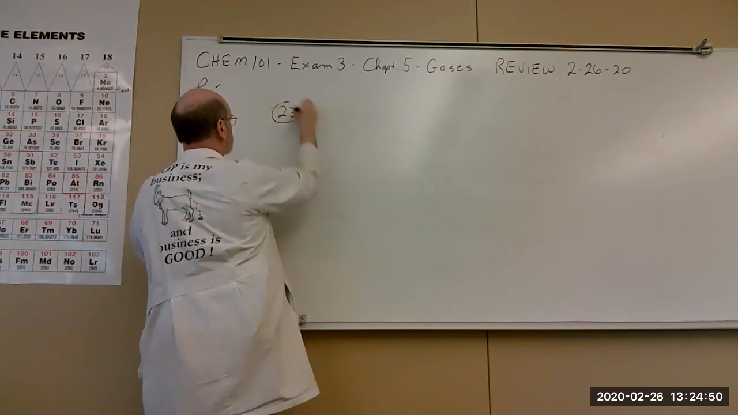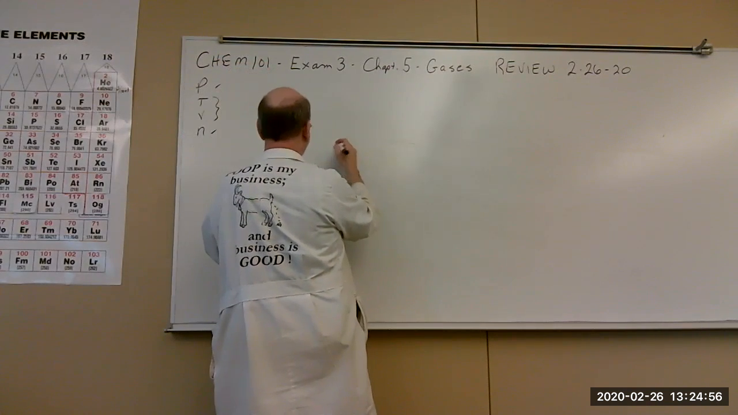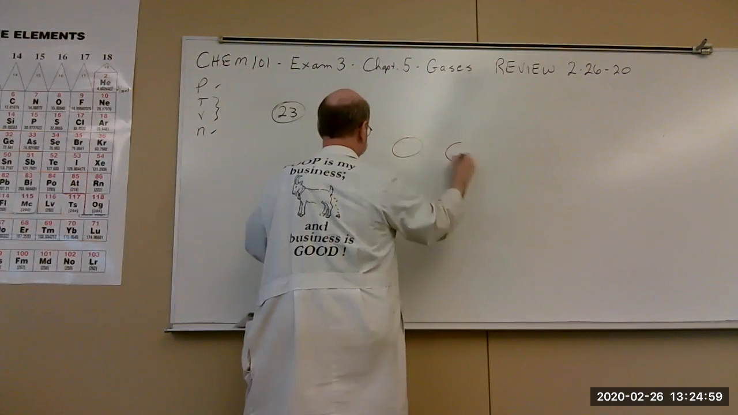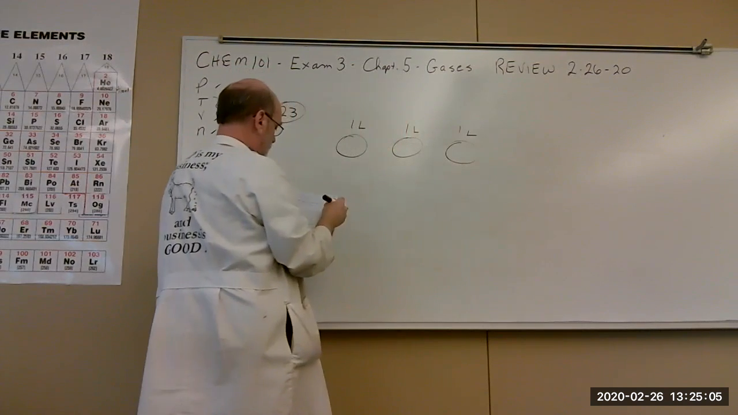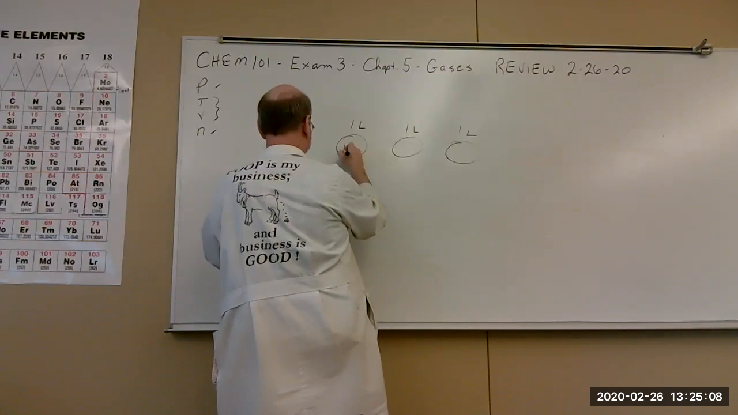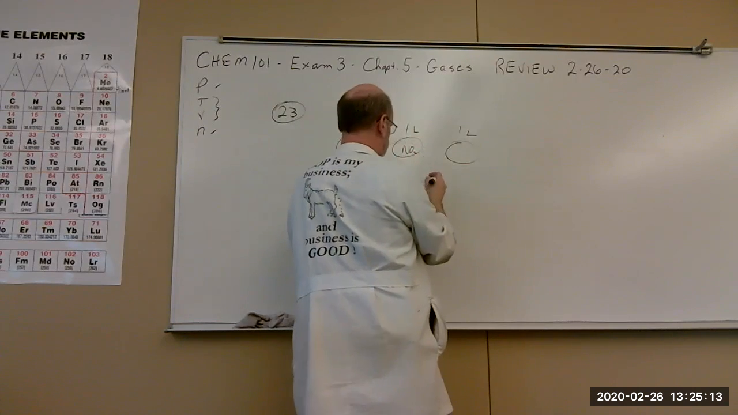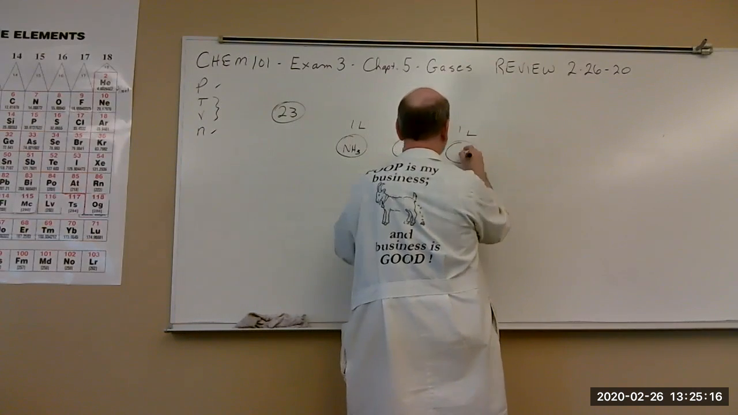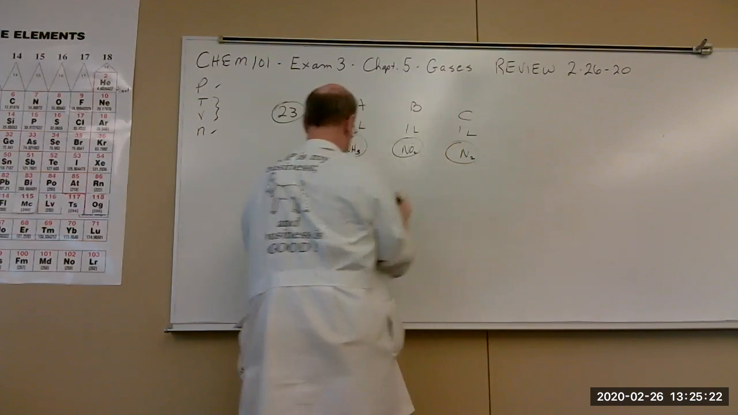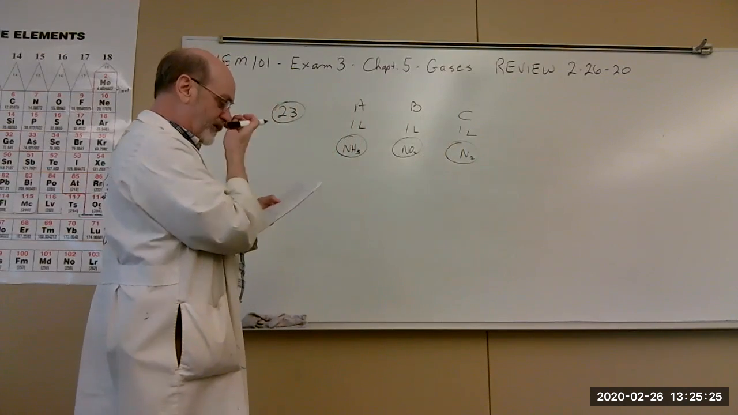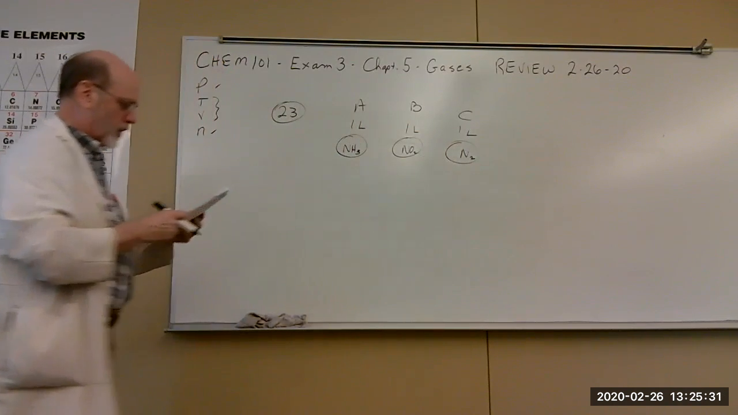23 is referring to the basic information above, which is we have 3 flasks, 1 liter each. This one has ammonia. This one has nitrogen dioxide. This one has nitrogen gas. This one's A, this is B, this is C. Okay, those are given. Now 23 says, in which flask are the molecules least polar and therefore most ideal?